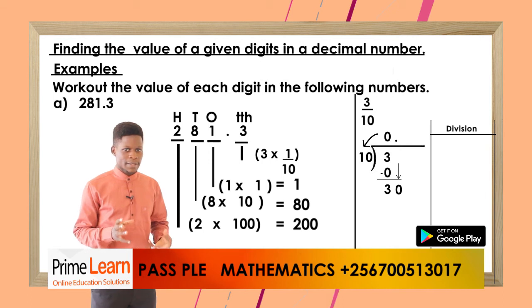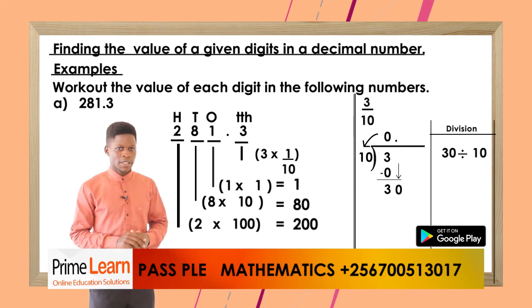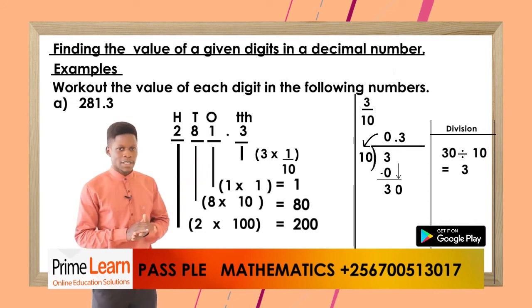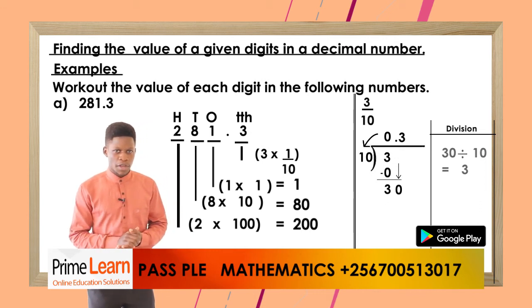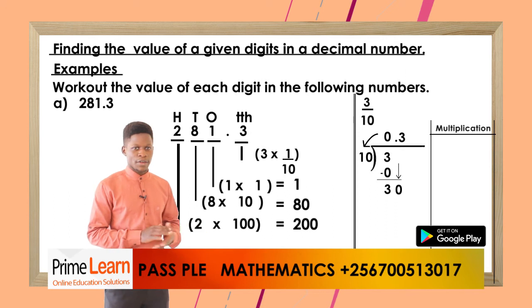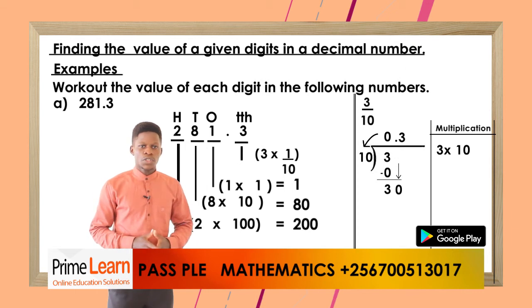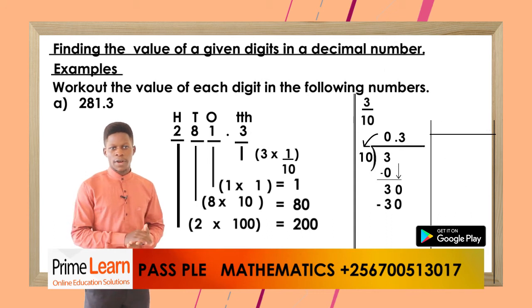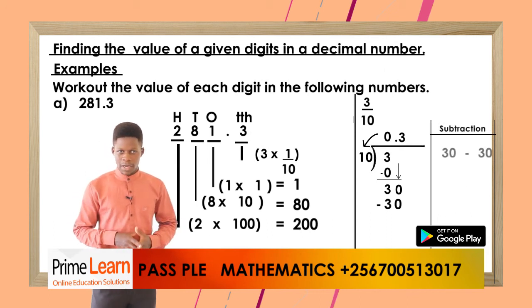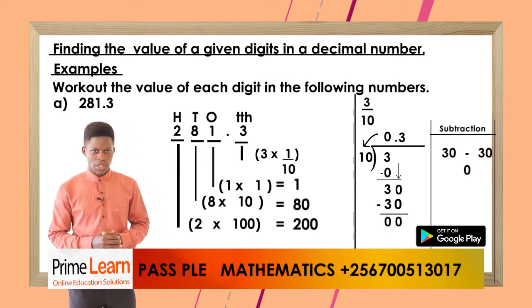And now after getting this 30, we are going to divide it by 10. And when you divide 30 by 10, you get 3. So this 3 is going to be written there up just in the place value of this 0. And after writing this 3, we are going to multiply it again by the divisor. Remember, the divisor is 10. So we shall multiply 3 times 10, which is going to give us 30. So after writing that 30, we are going to subtraction. We shall subtract 30 minus 30, and we shall come up with 0, which means we have reached our final step.